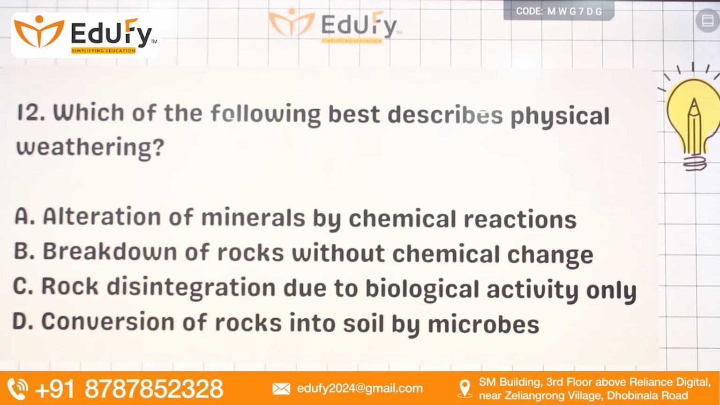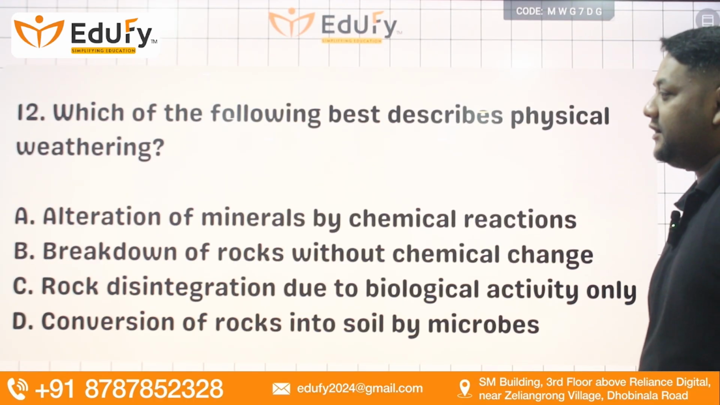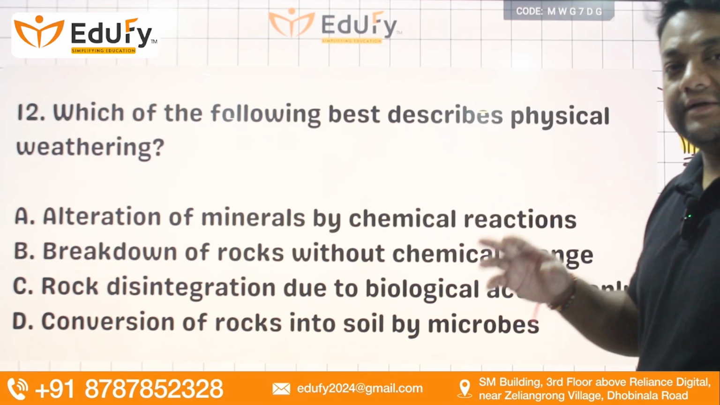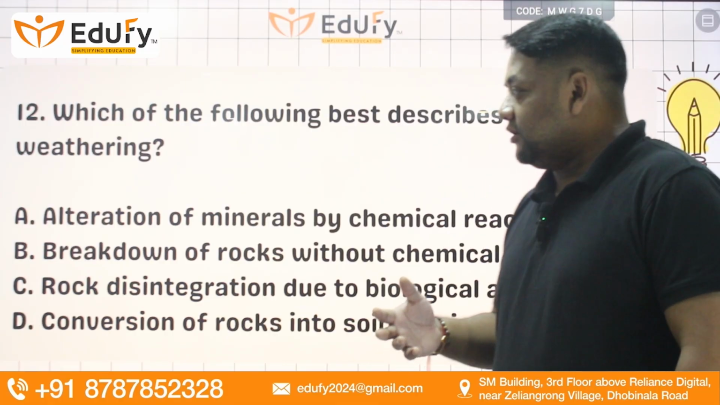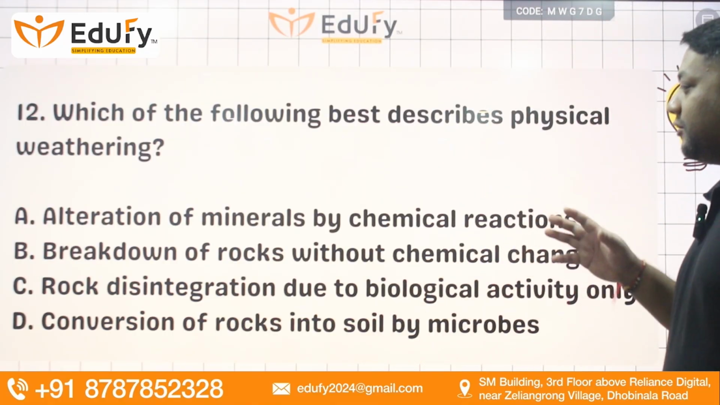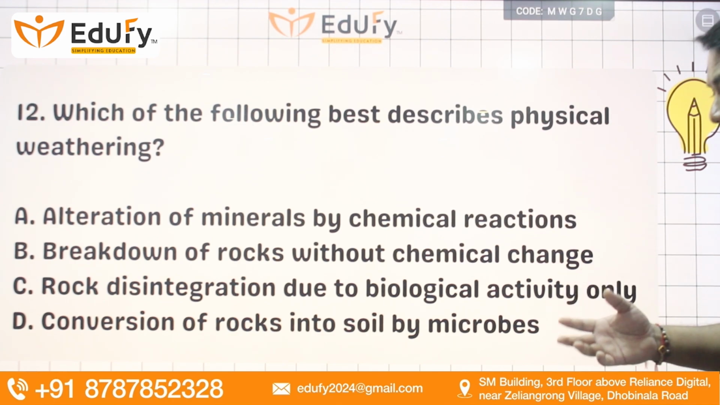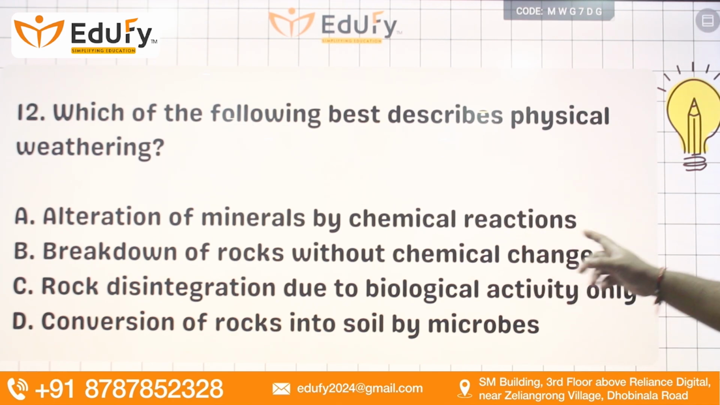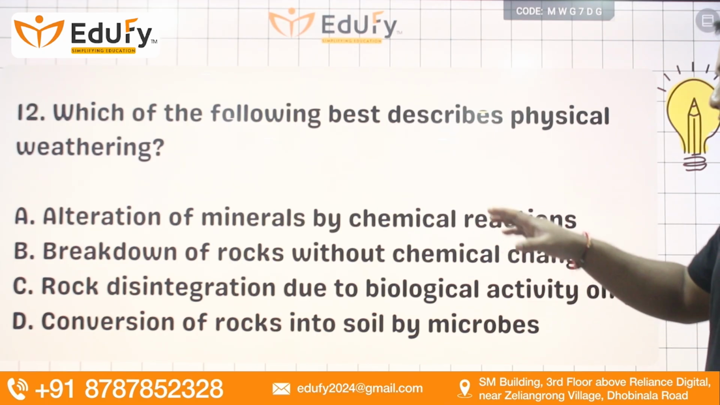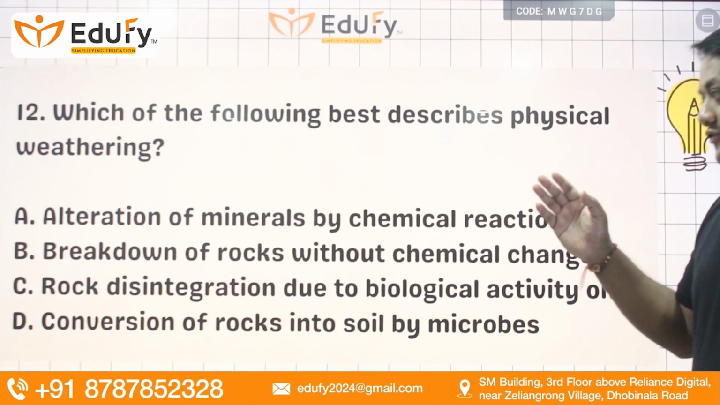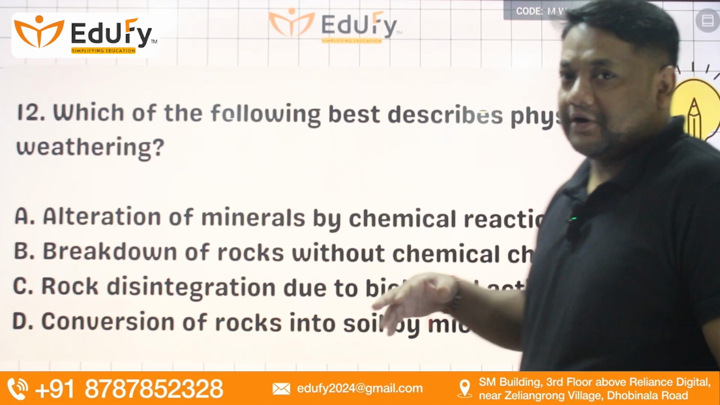Next question. Which of the following best describes physical weathering? Alteration of minerals by chemical reaction? No, not at all. Physical weathering never changes the rock's composition. Breakdown of rocks without chemical change? That can be correct. Rock disintegration due to biological activity only? Only is not correct, but C would also be correct if only were not attached to it. Conversion of rocks into soil by microbes? No. So A, C and D are not options.